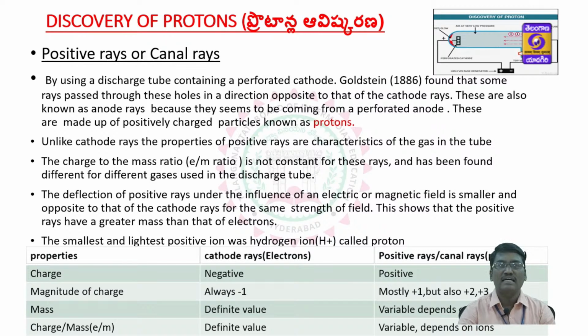Whereas if we observe the magnitude of charge, for the cathode rays it is always negative, -1. Whereas for the positive rays or protons, it may be +1 or sometimes +2 or +3. Whereas if we observe mass, the mass of the electrons is a definite value and very negligible. Whereas for positive rays or canal rays, the mass is going to be variable, depending on the gas filled in the discharge tube.